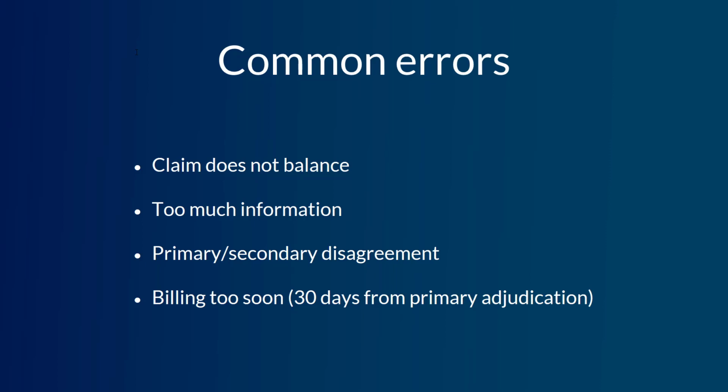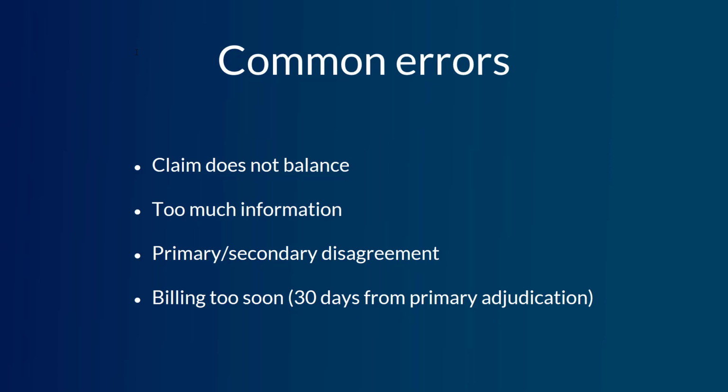The last common error listed here is billing too soon, or 30 days from primary adjudication. Now, it doesn't seem like billing soon should be a bad thing. However, this links back to the automatic crossovers. When a primary payer automatically crosses over a COB claim, the secondary payer has everything they need already. If the provider is sending another COB claim as well, it's just considered a duplicate. That's not a big deal on an individual basis, but if enough people are doing that, it can cause a couple of issues and gum up the works for that secondary payer. They're getting hit from all sides by these claims.